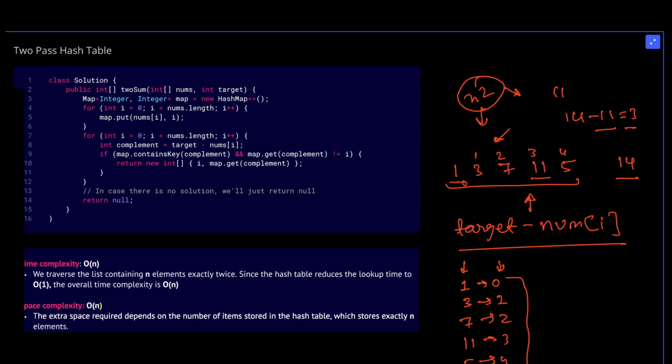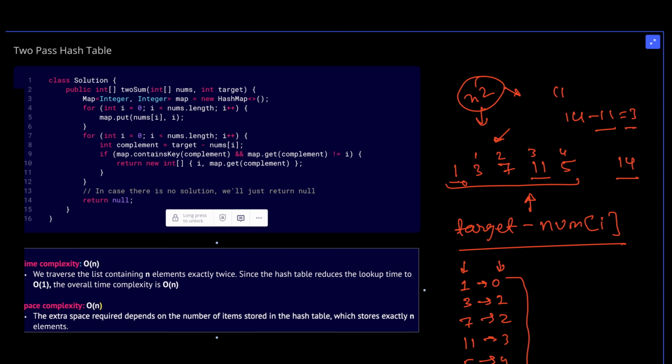Since the hash table reduces the lookup time from O(n) to O(1), that's where we reduce the complexity to O(n). Space complexity increased from O(1) to O(n) because now we are storing each element and their indices. So with a space trade-off, we reduced our time complexity.